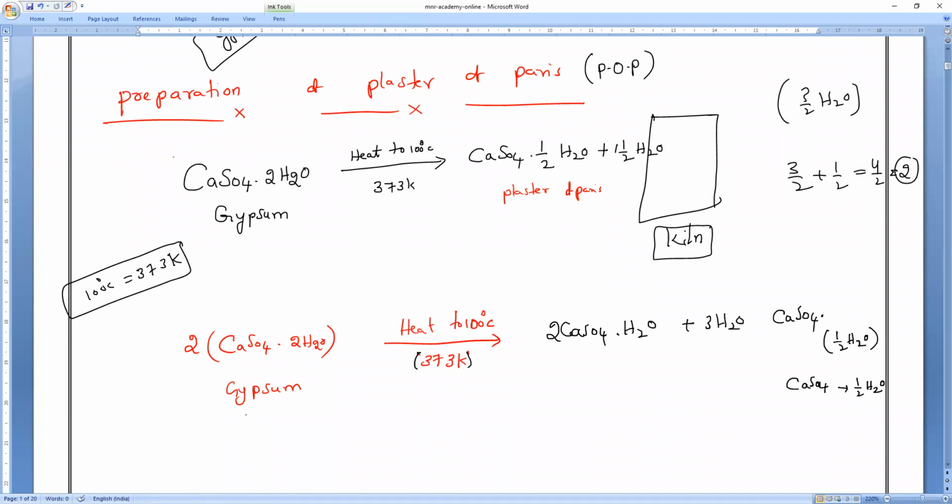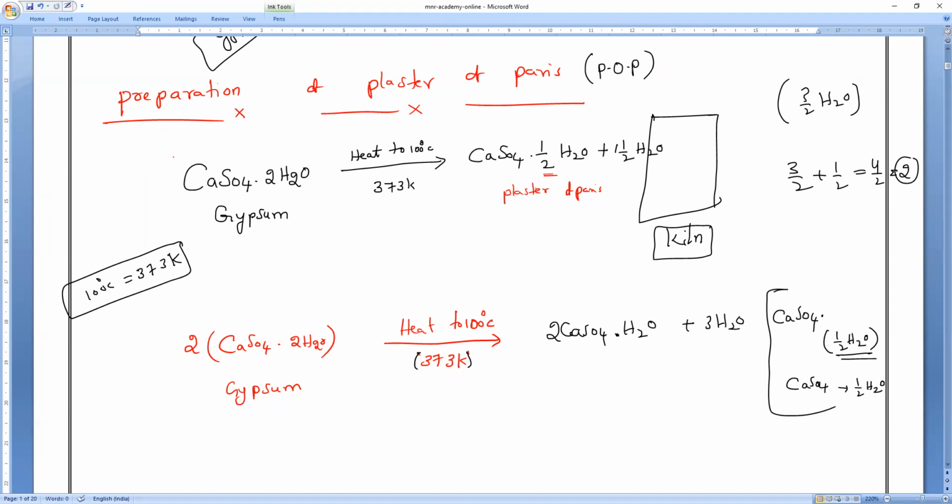See, one CaSO4 is sharing half a water molecule. I am taking 2 CaSO4 molecules so that both together will share 1 water molecule. Is it okay, guys? Because practically this is not possible. No water molecule will be shared as half.